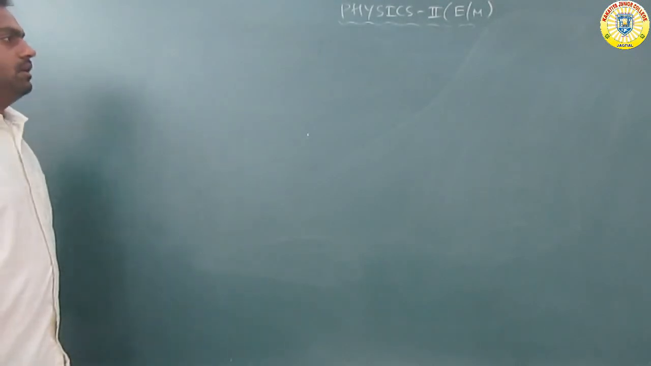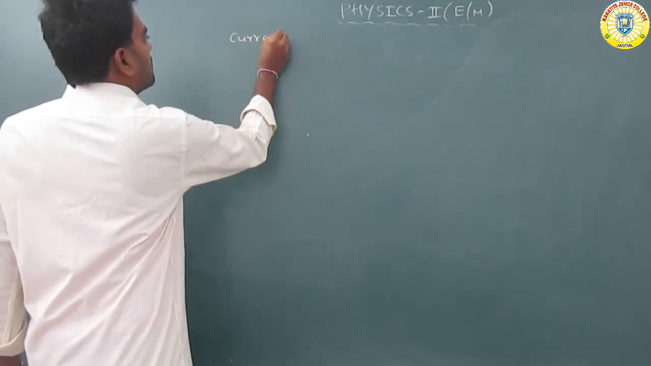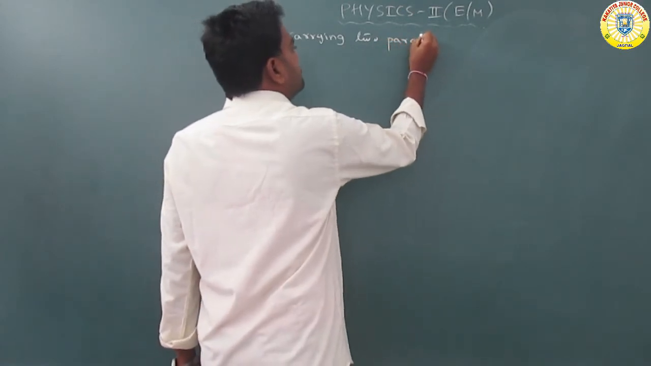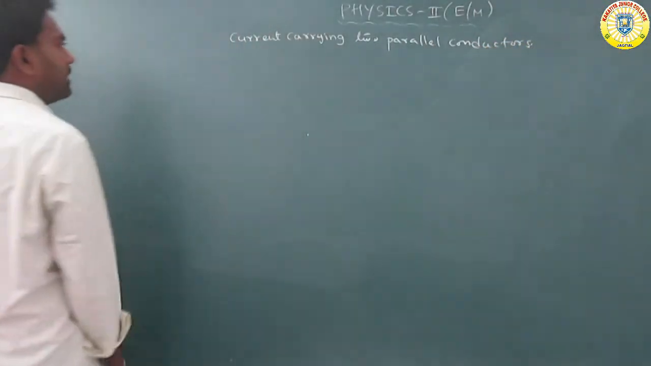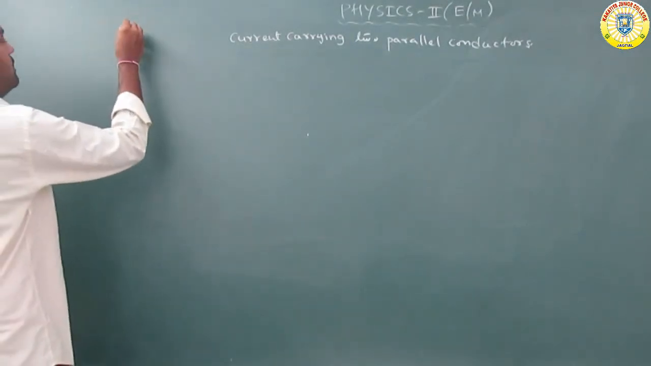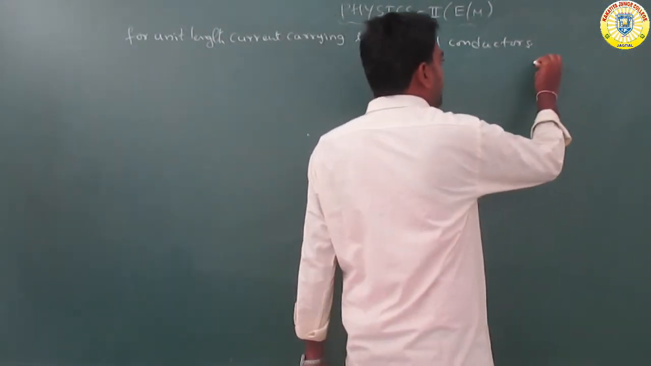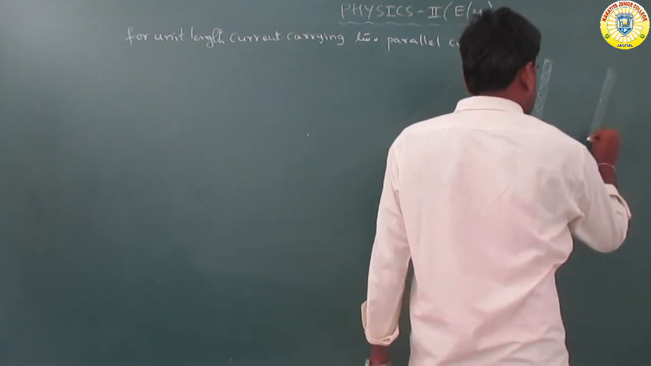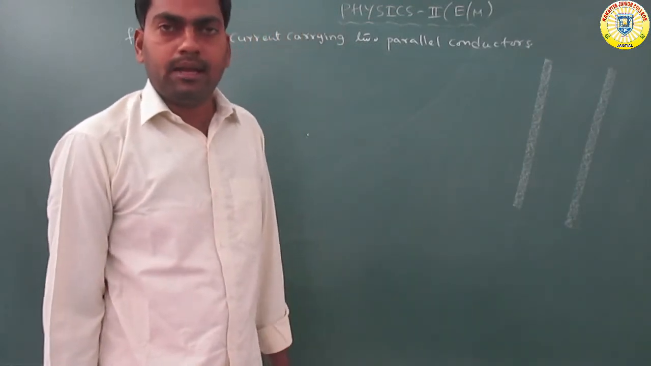Next, the net force acting on two parallel current carrying conductors. That is called the force per unit length, for two current carrying parallel conductors. So now we have taken the parallel conductors, and it is taken per unit length. That means the length of the two parallel conductors is the same.